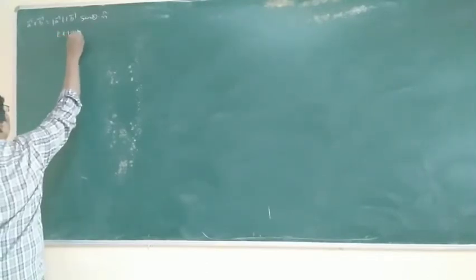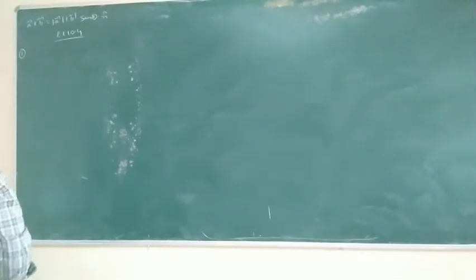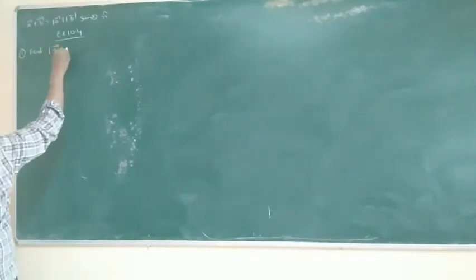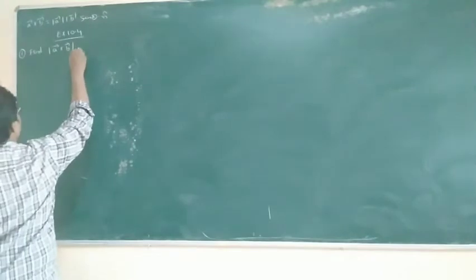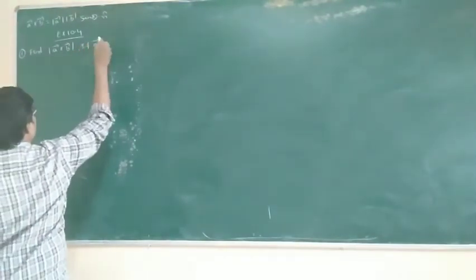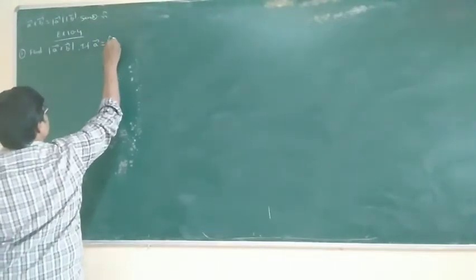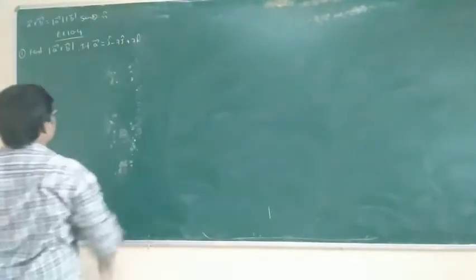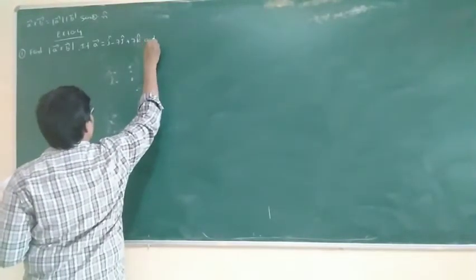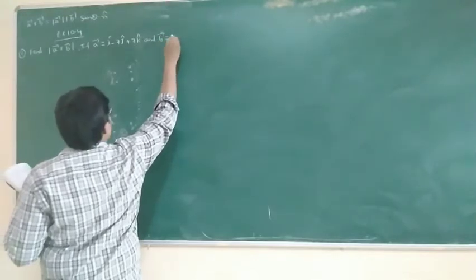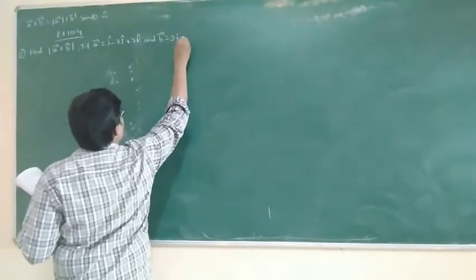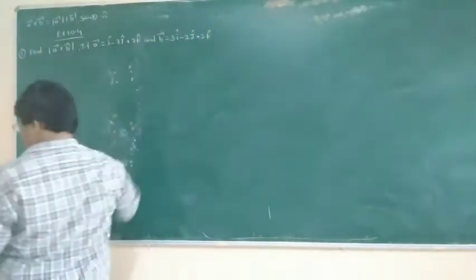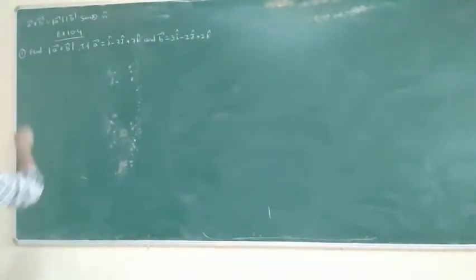Exercise 10.4. First problem. Find mod A bar cross B bar if A bar is equal to i minus 7j plus 7k, and B bar is equal to 3i minus 2j plus 2k. Find mod A bar cross B bar.